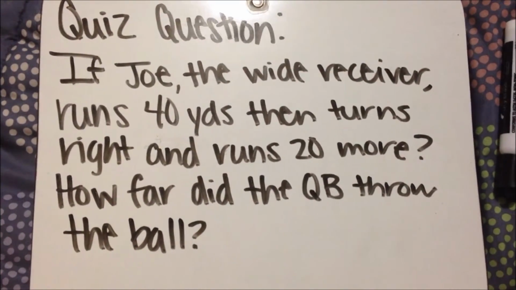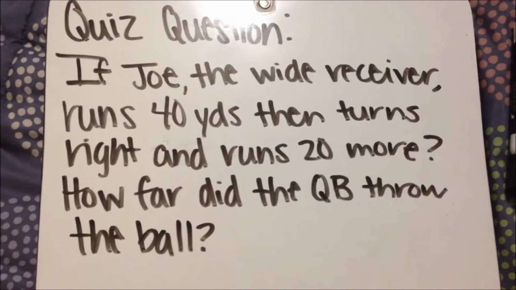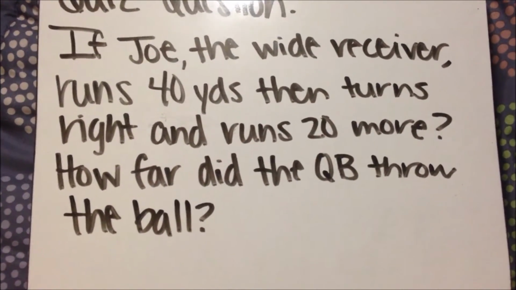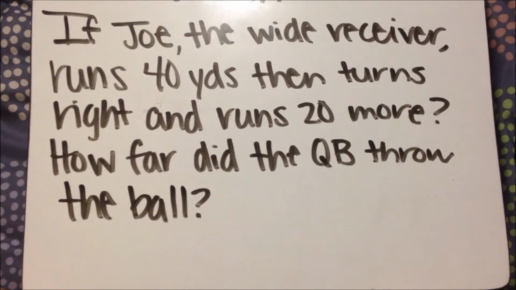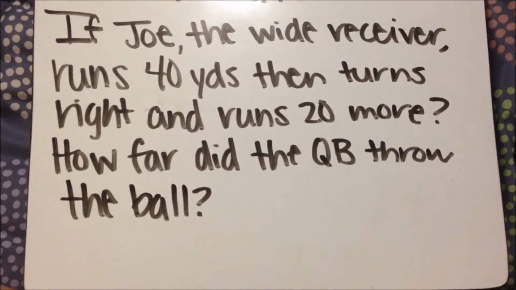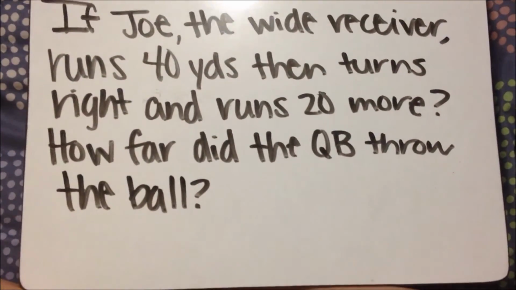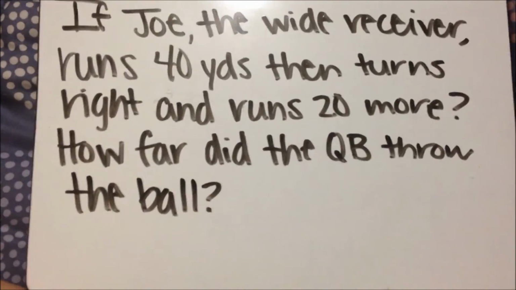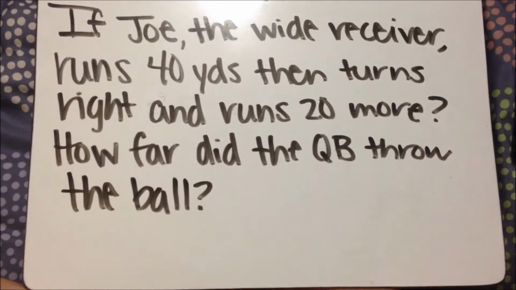Now that you've mastered the Pythagorean theorem, we're going to put your skills to the test in a quiz question. Now this question relates back to what I said earlier, football. The question is, if Joe, the wide receiver, runs 40 yards, then turns right and runs 20 more, how far did the quarterback throw the ball? Now remember, if Joe runs straight then turns right, that makes a right triangle, meaning how far the quarterback threw the ball was the hypotenuse of that triangle.